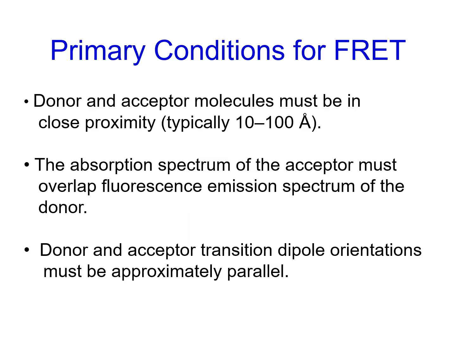There are three conditions that must be met to observe a FRET signal. First, the molecules must be in a distance range from 10 to 100 angstroms from one another. FRET is a long-range interaction because it involves coupling of two transition dipole moments. The distance dependence of a dipole-dipole interaction is 1 over r to the sixth power. R is the intermolecular distance here.